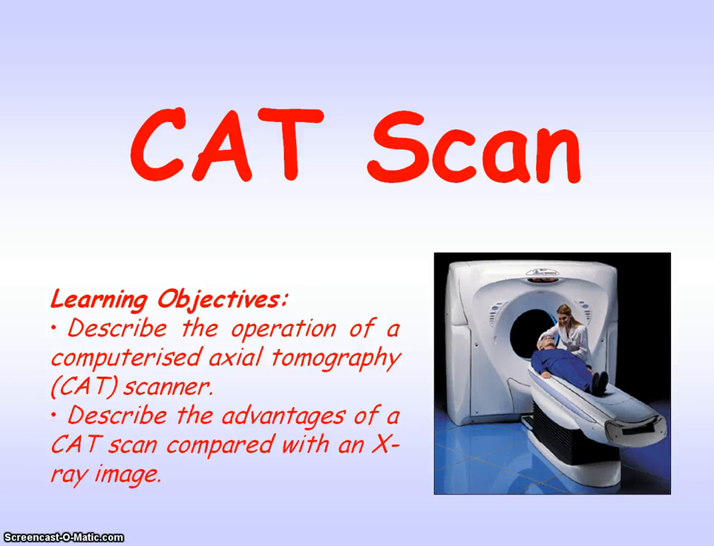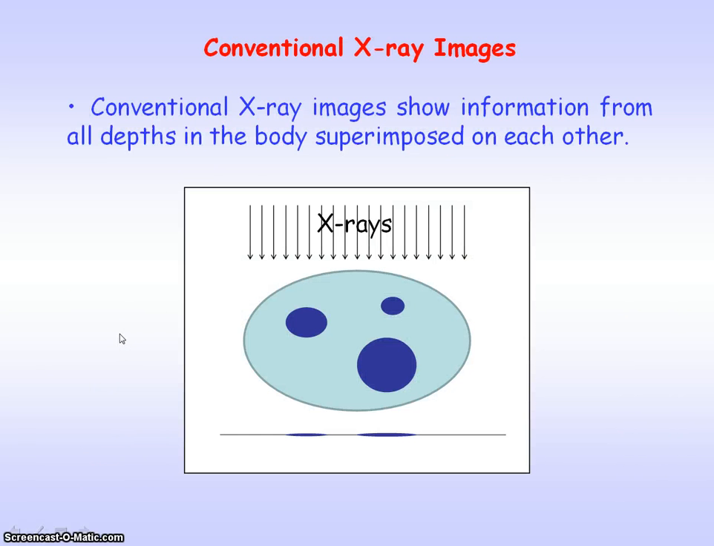We're going to be looking at CAT scans. And CAT stands for Computerized Axial Tomography. The problem with conventional X-ray images is that it shows all depths in the body superimposed in one image. So it's a 2D image of a 3D object.